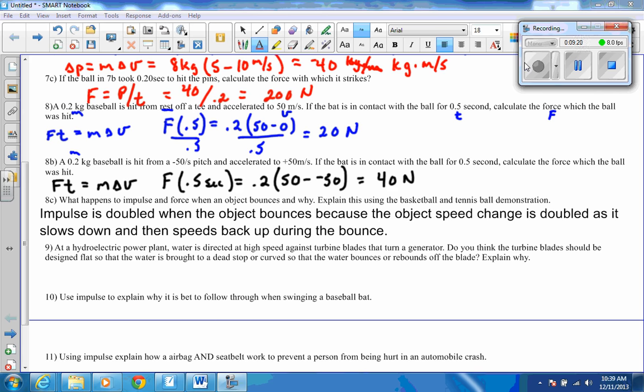So you've got two changes of speed, one to slow down, one to speed back up. Changing the speed twice doubles the impulse, or doubles the momentum. So bouncing always doubles your momentum change, or your impulse.